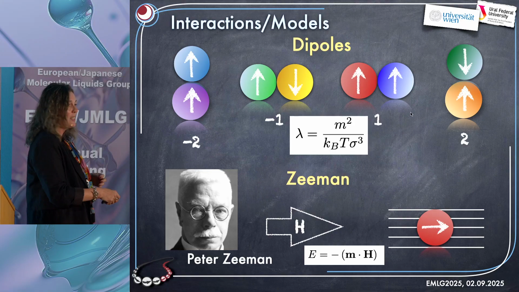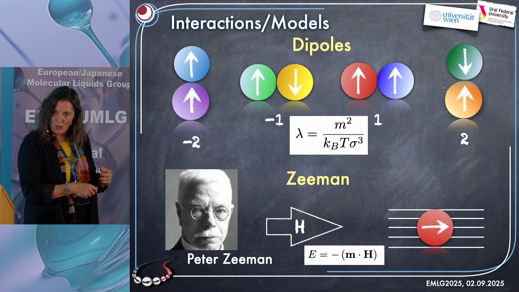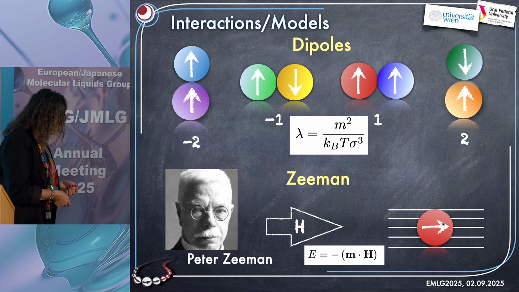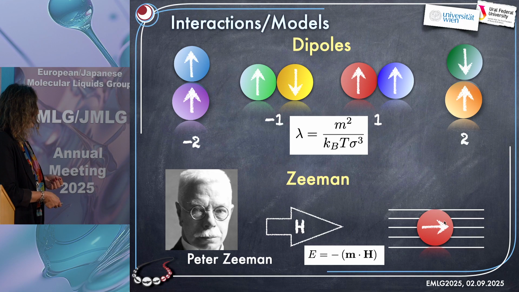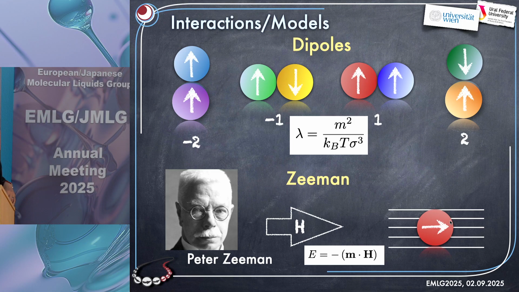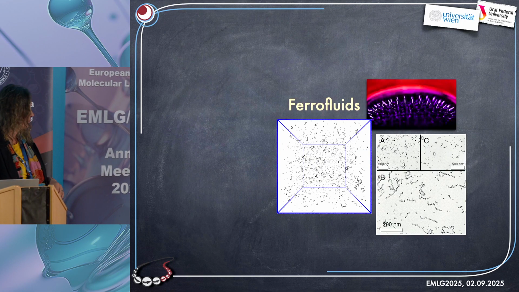So what does the Zeeman interaction do to the dipole moment? As an applied field, it tries to align the dipole moment along the field direction. So these are the basic interactions. Okay, let's go to a more interesting stuff.